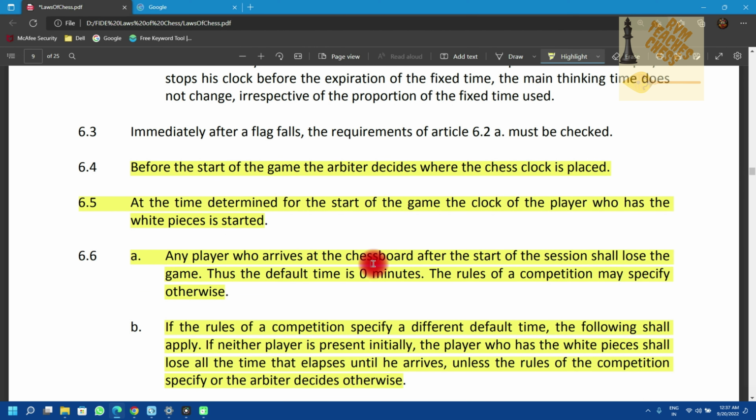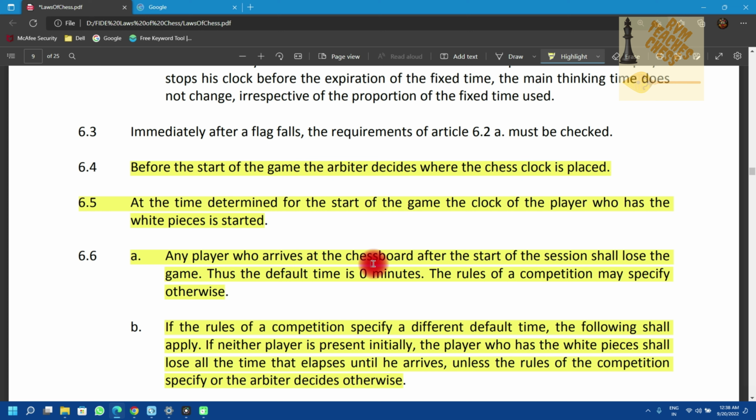Okay. Before the start of the game, the arbiter decides where the chess clock is placed. The rules which I'm talking about apply to over-the-board tournaments, not to online tournaments. In online tournaments there is already a digital clock, whereas in an over-the-board tournament you have a physical clock, and that's what I'm talking about here. All these rules apply to over-the-board tournaments. There might be some similarities for online chess too, but here I'm particularly concentrating only on over-the-board tournaments.